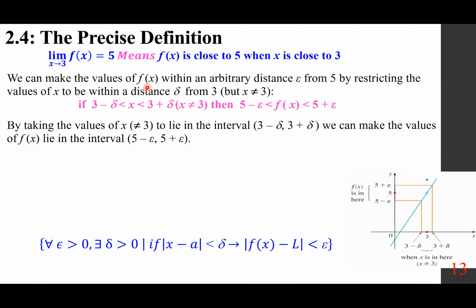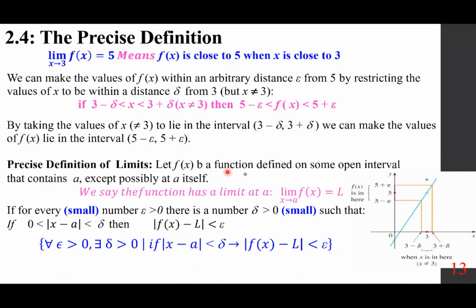So we can make the value of f of x within an arbitrary distance epsilon from 5, by restricting the values of x to be within distance delta from 3, but not equal to 3. If 3 minus delta is less than x less than 3 plus delta, x can't be 3, then 5 minus epsilon is less than f of x less than 5 plus epsilon. In other words, along the y-axis, the functional value is within epsilon of 5, in this case within delta.